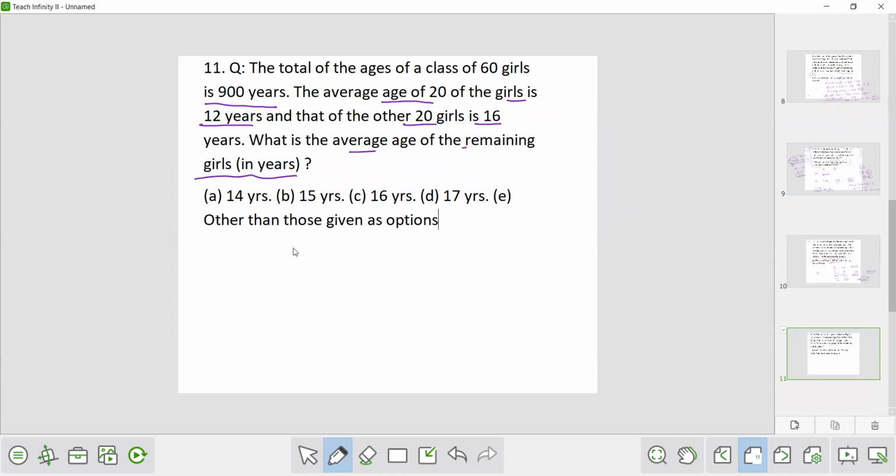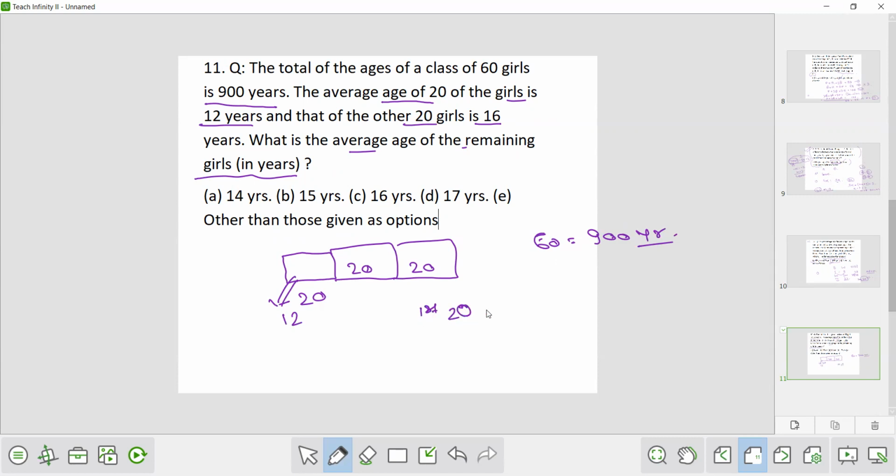Means in a class there are 60 girls. So it is divided in first 20, then next 20 and the remaining 20. And the total age of 60 girls is given 900 years. And the average age of first 20 girls is given 12 years. So from here you can find the total of the first 20 girls. Total is average into number of quantity, 20 into 12, it's 240.